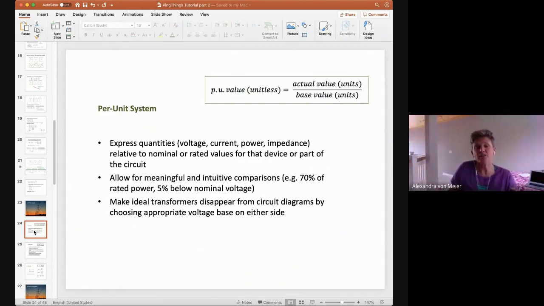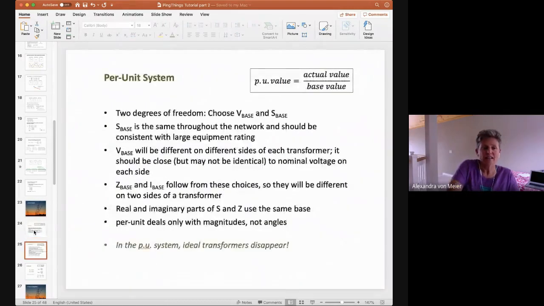And then there's a bunch of convention about, well, how should you choose the base value? And we don't really have to go into that. For doing the arithmetic, basically there's two choices you make. You choose a base value of voltage for any region of the system that's at the same nominal voltage level. And then you choose a power base value. So S is apparent power.